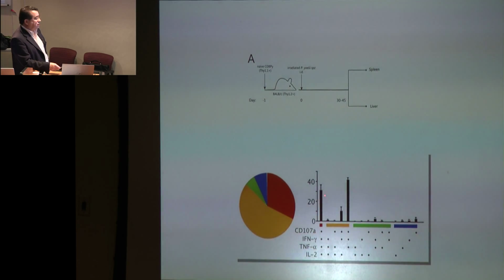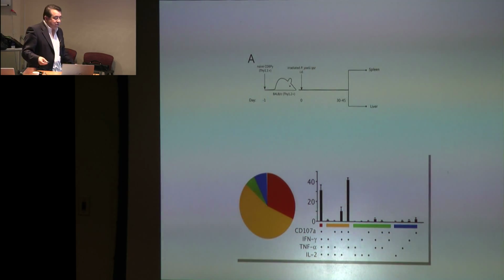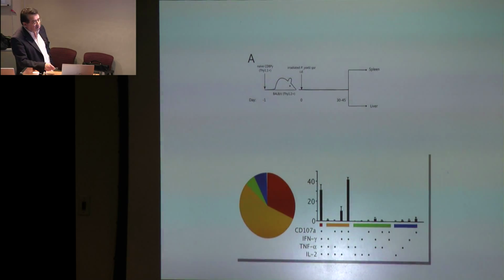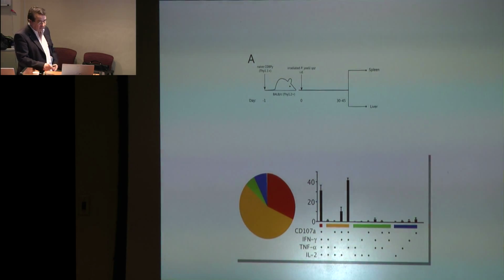So for instance, we have here the percent of cells which are capable of having cytotoxicity, CD107A, which are also capable of producing interferon gamma, capable of producing TNF alpha, and capable of producing IL-2. And here we have other populations which are capable of doing cytotoxic activity alone or interferon gamma alone. So we have polyfunctional cells which can do a lot of things at the same time after immunization, and we have monofunctional cells which just do a single thing after immunization.